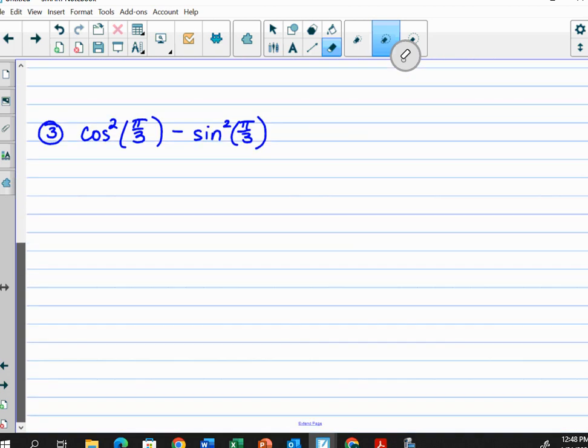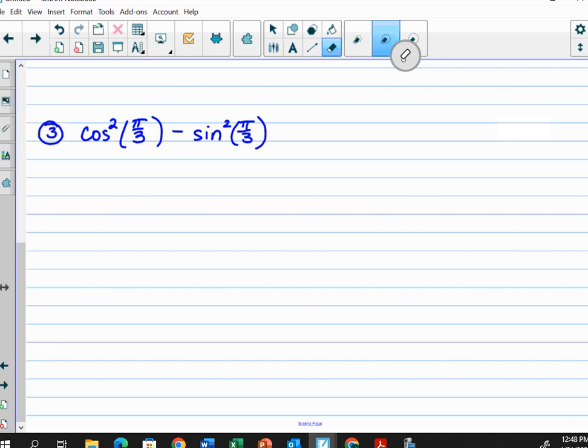All right, guys, so this one. Cosine squared of pi over 3 minus sine squared of pi over 3. You could certainly evaluate the cosine of pi over 3 and square it, the sine of pi over 3 and square it, and combine them. That doesn't sound very fun. There's a shortcut. Could you recognize a formula here?